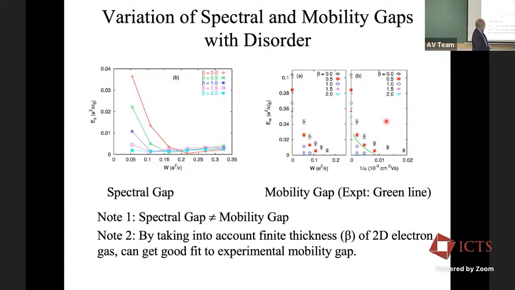Because we have to realize that the actual sample is finite width. Theoretically, we do the calculation for point impurities, 0 thickness, but then we extended it to have finite thickness also, because the wave function is different if you have a finite thickness layer of electrons. Okay, and we can get a good fit to the experimental mobility gap, and we can roughly get the right point of the transition. Okay, but this was a lot of work.